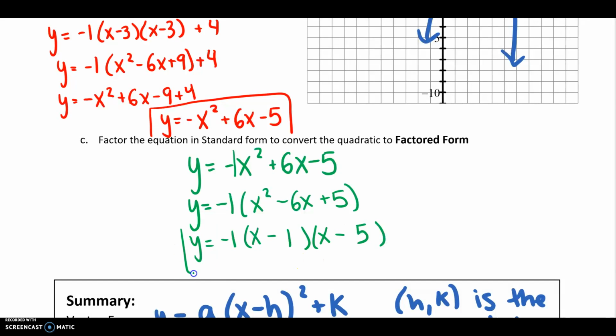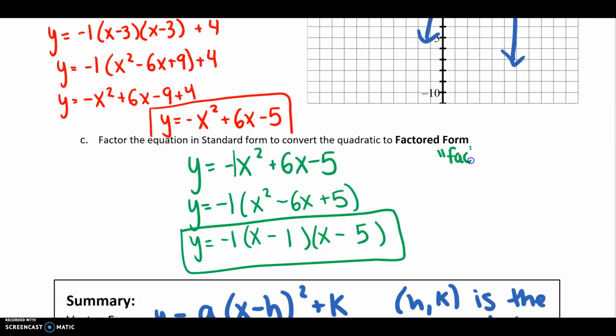Okay, so this is our quadratic in factored form, and it's called factored form because you can get it by factoring. Another reason why it's called factored form is because from factored form, you can get the factors of the graph. Factors is another word for x-intercepts. Another word for that would be zeros. So factored form will help us get the x-intercepts, which will help us graph even more accurately.